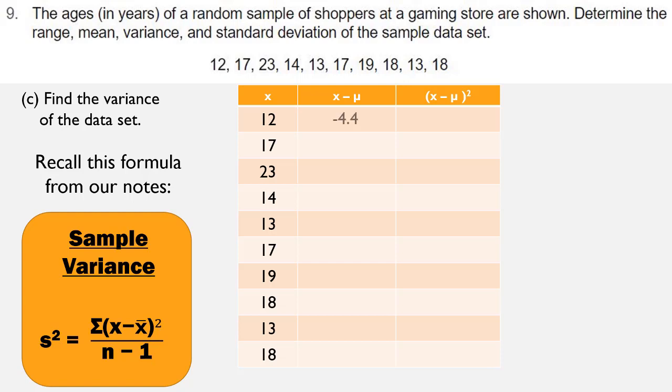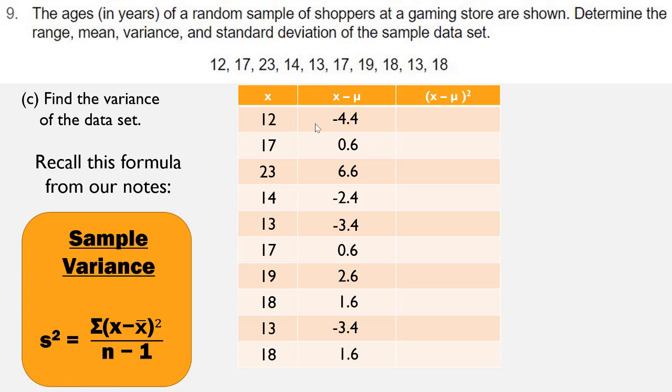So 12 minus the mean of 16.4 is negative 4.4. 17 minus 16.4 is 0.6. 23 minus 16.4 is 6.6. And we'll be taking the 16.4 away from all these data values, which gives me negative 2.4, negative 3.4, 0.6, 2.6, 1.6, negative 3.4, and 1.6.